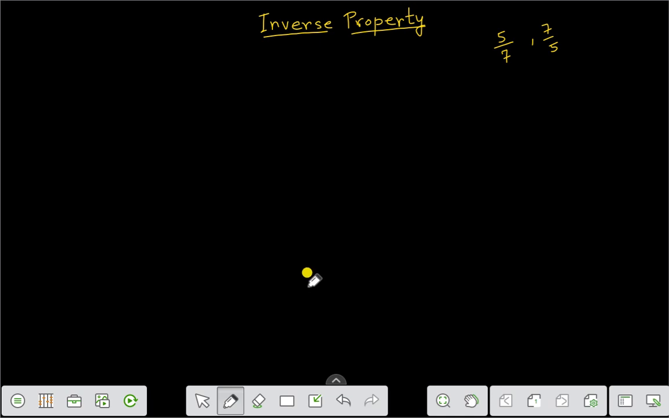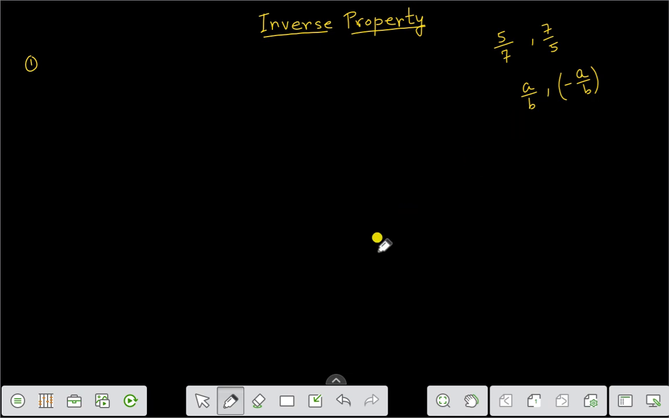We'll deal with two things. Number one is additive inverse, and number two is multiplicative inverse, right? Let us take additive inverse first. Suppose we take a rational number a by b, the additive inverse of a by b is minus a by b.